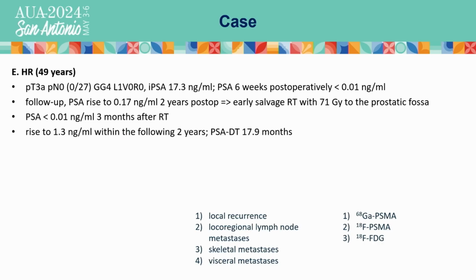Okay. So this is a patient who had undergone a radical prostatectomy for locally advanced disease. His PSA postoperatively turned down to non-detectable levels. He had a PSA rise to 0.17 2 years postoperatively, and then he underwent early salvage radiation therapy with 71 gray to the prostatic fossa. His PSA came down 3 months after radiation treatment, and thereafter it rose slowly. He had then a PSA of 1.3 within the following 2 years. His PSA doubling time at that time was 18 months.